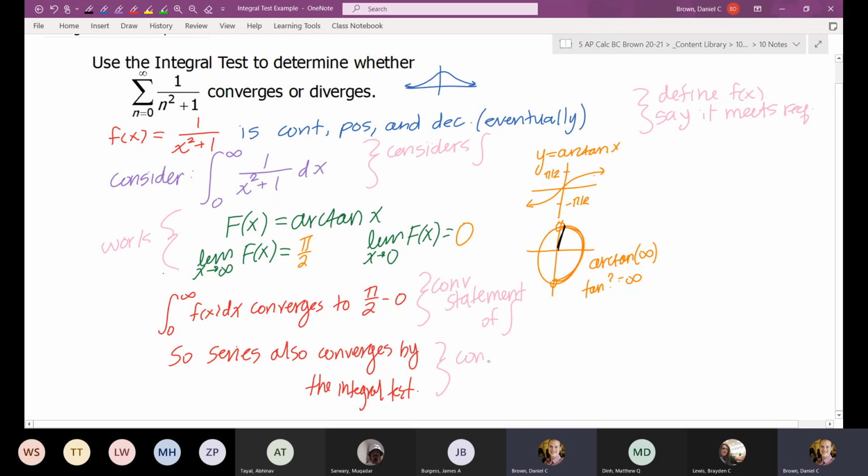And then you're going to have the convergence statement with the named test of the series. And of course, that would be if it's convergent. If instead that integral diverged, then of course your series would also diverge as well.